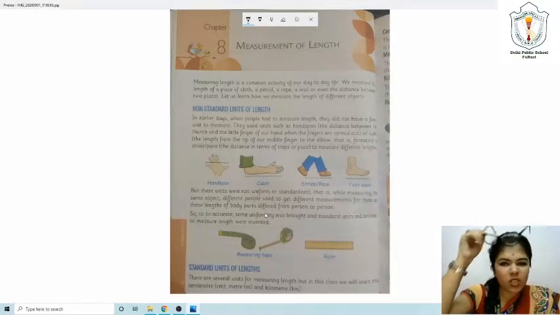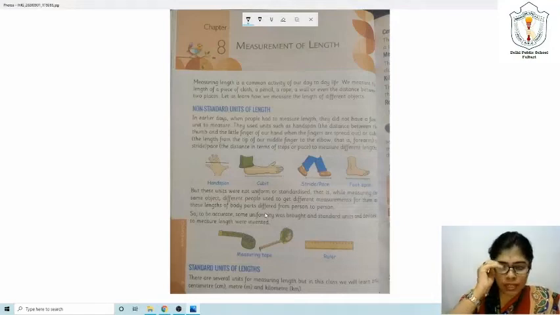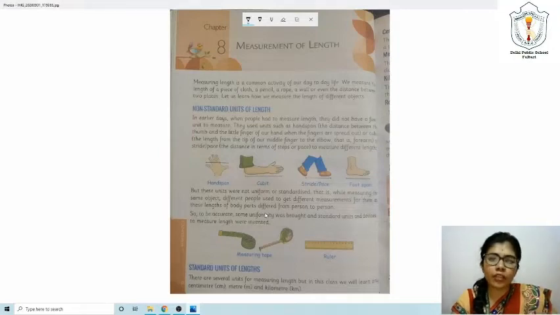Like this we can measure steps. How many steps do we take to reach somewhere in your home? You can try this with foot spans. You can count the number of foot spans that you take to come from your door to your bedroom, and see how many foot spans are involved.